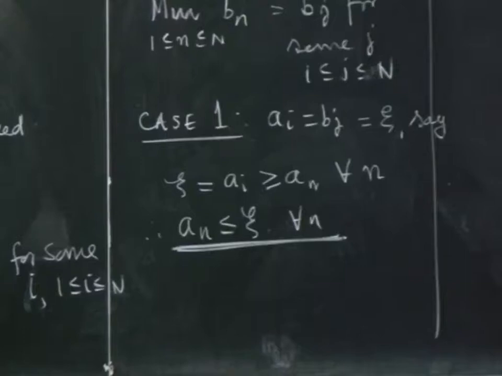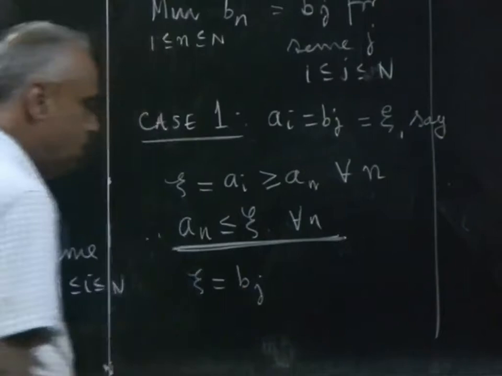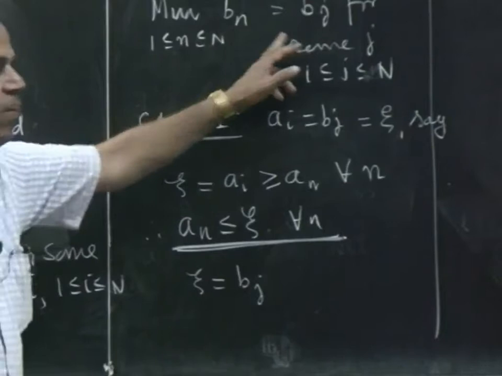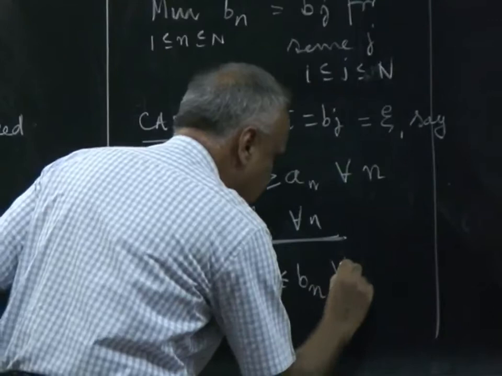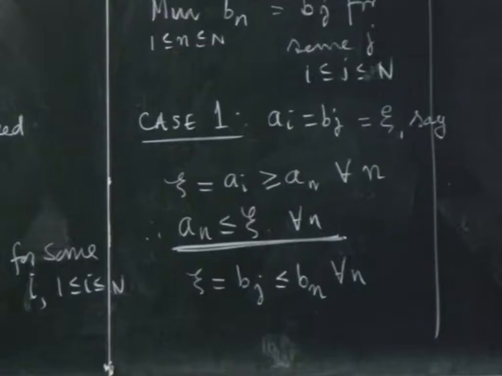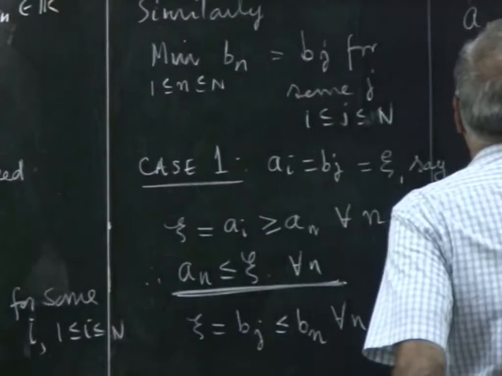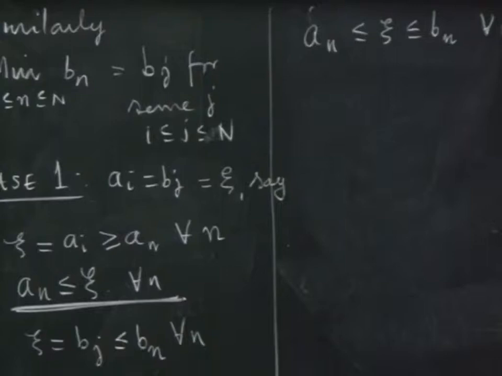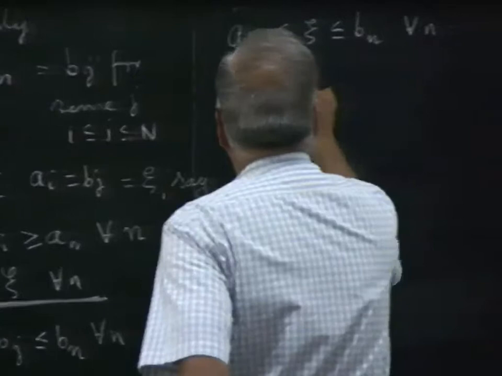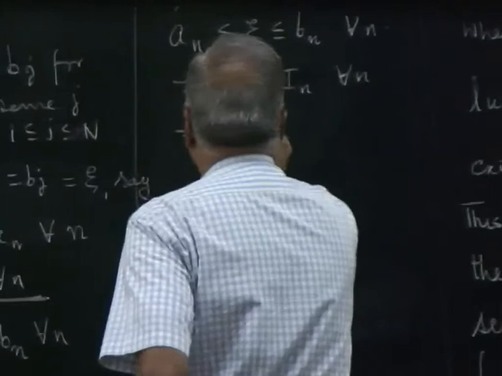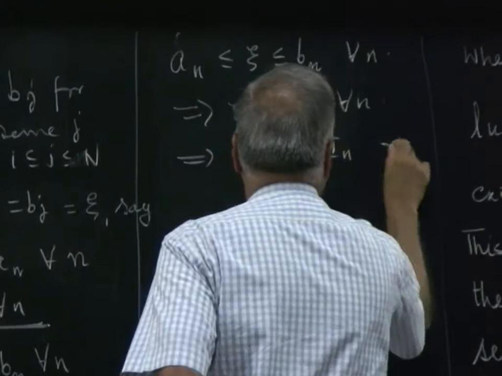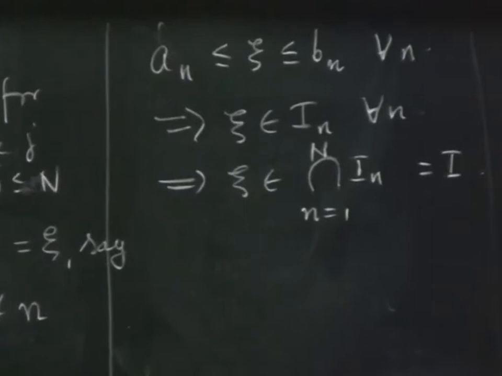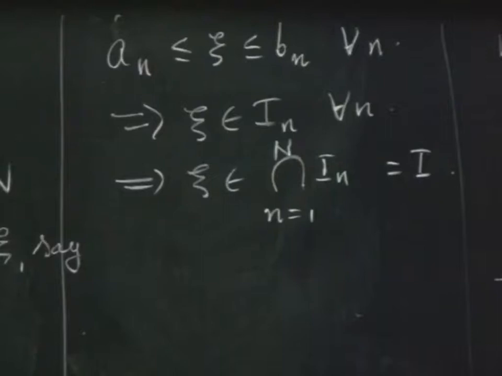On the other hand, xi is also equal to Bj, and Bj is the minimum of all the B's, so Bj is less than or equal to Bn for every n. Therefore, An is less than or equal to xi, less than or equal to Bn for every n, which means the point xi lies in every one of the intervals In, where In is An, Bn. So xi belongs to In for every n, and therefore xi belongs to the intersection of In for n equal to 1 to n, which I called I. So we know one point in the intersection, namely that common point.